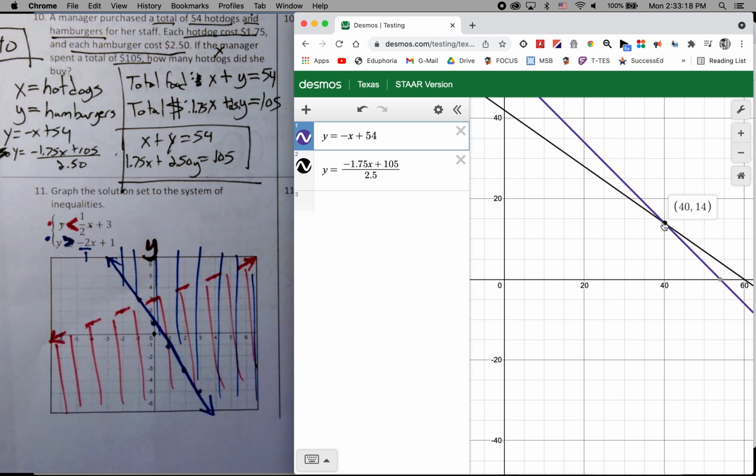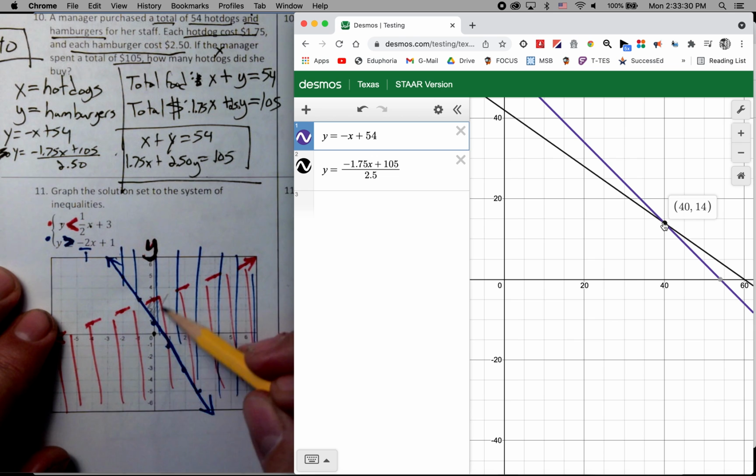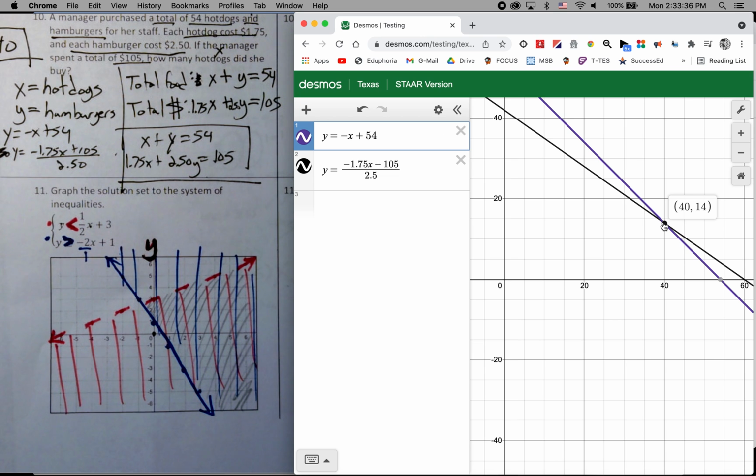Okay? And then the solution set is going to be where the lines are cross-hatched. So meaning this area here, where the red and the blue are cross-hatched. And there we go.